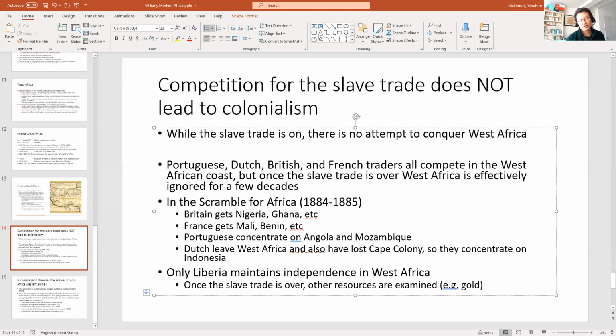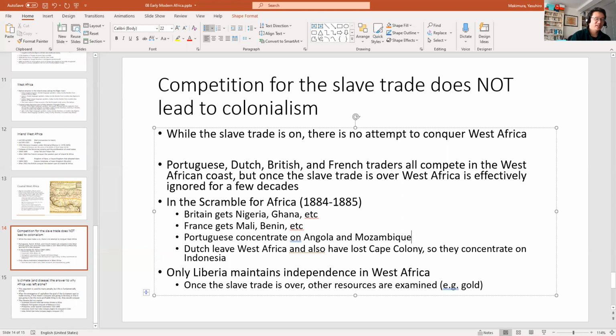And the Dutch, well, they leave West Africa because they don't get anything there, and they also lost Cape Colony. So the Dutch will focus their attention on Southeast Asia, on Indonesia. And in West Africa, only one country will remain independent, and that's Liberia.